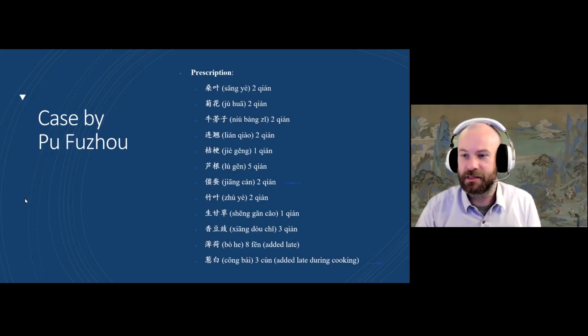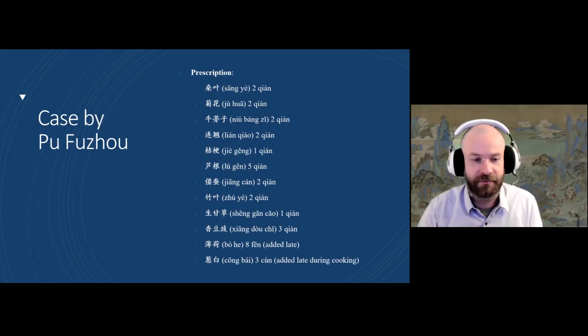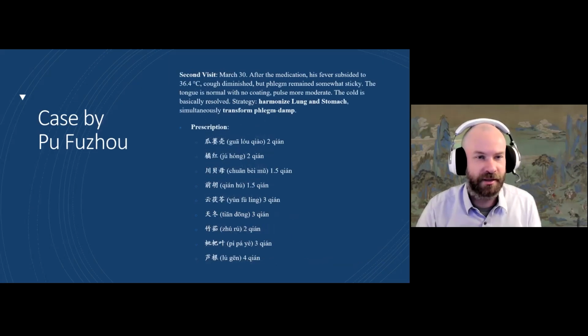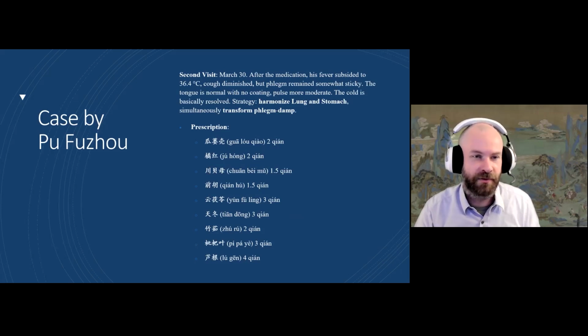One of the things is that some of these doctors didn't even write that it was Yinqiao San, but you're expected to know that's what's in the formula. So he has another one. Second visit, March 30th. After the medication, his fever subsided to 36.4, and the cough diminished, but the phlegm remained somewhat sticky. The tongue was normal with no coating, and the pulse more moderate. So the cold is basically resolved.